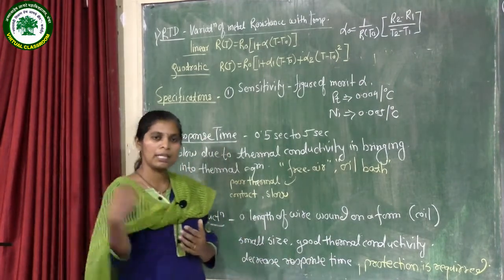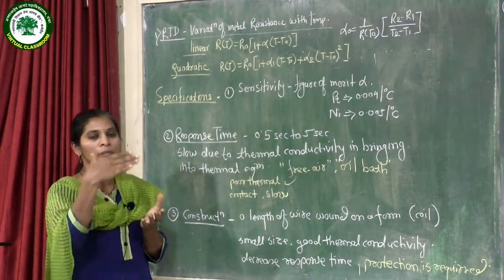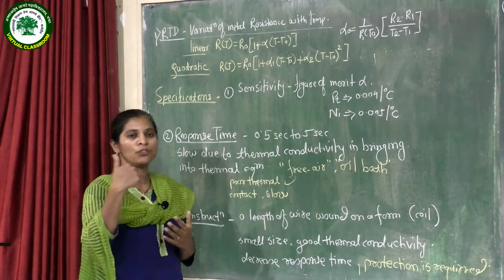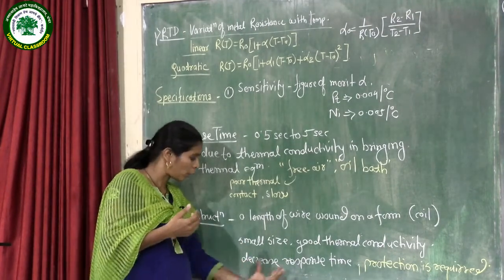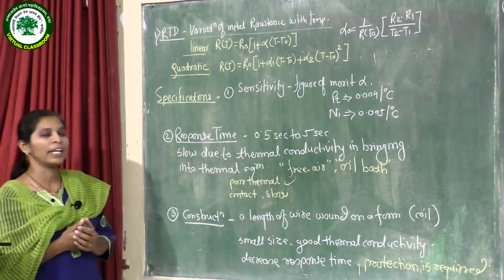If we bring this RTD into contact with an unknown temperature, there should be an immediate response shown by the RTD. If it takes more time, then it is of no use. Therefore, in order to reduce the response time, these two or three factors are very important.